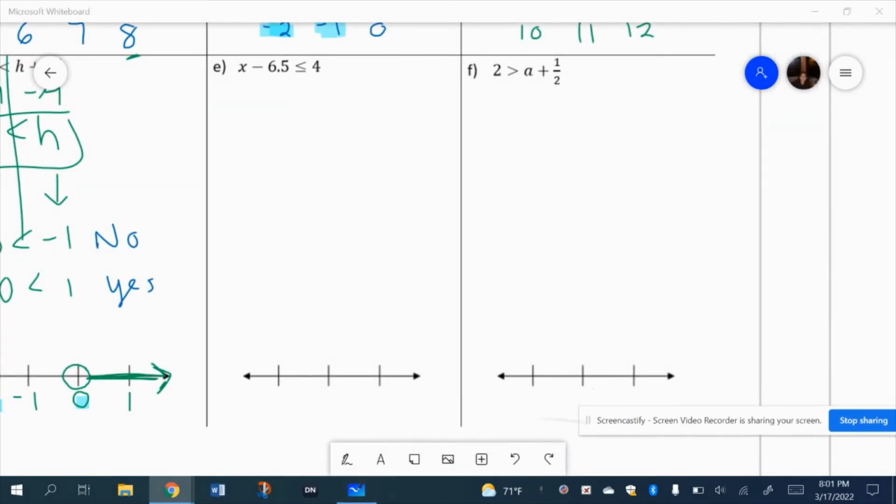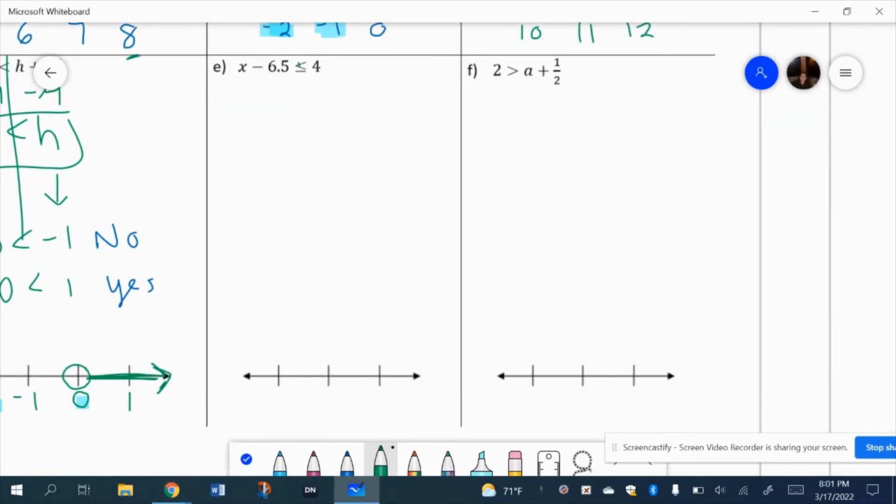Letter E. We're going to add 6.5 to both sides. We get x is less than or equal to 10.5. So 10.5 goes in the middle. 1 more is 11.5. 1 less is 9.5. You also could have, if you wanted to, use the numbers 11 and 10 if you wanted to count by halves, but that's not necessary. It is a closed circle because it's less than or equal to.